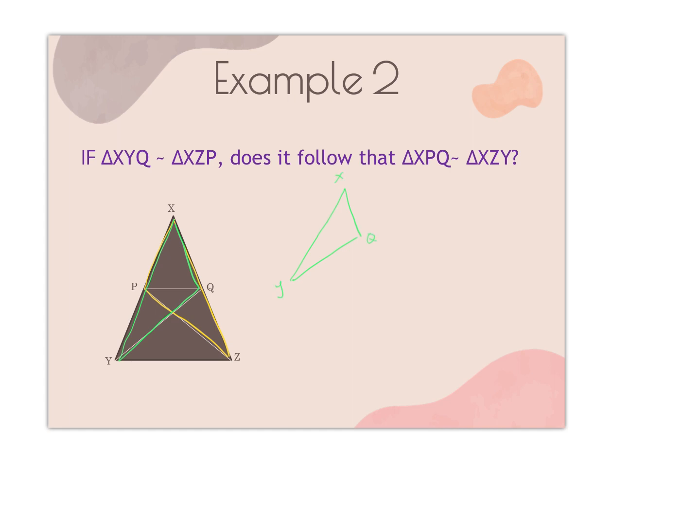On Notability, this is a really easy thing to do, but then here you've got this one, and that might be a little bit hard to see. Let me do that in black. And that's going to be X and P and Z. And so they basically told us that those two triangles were similar, which again tells us that angle X and angle X are congruent, angle Y and angle Z would be congruent, and Q would correspond with P.